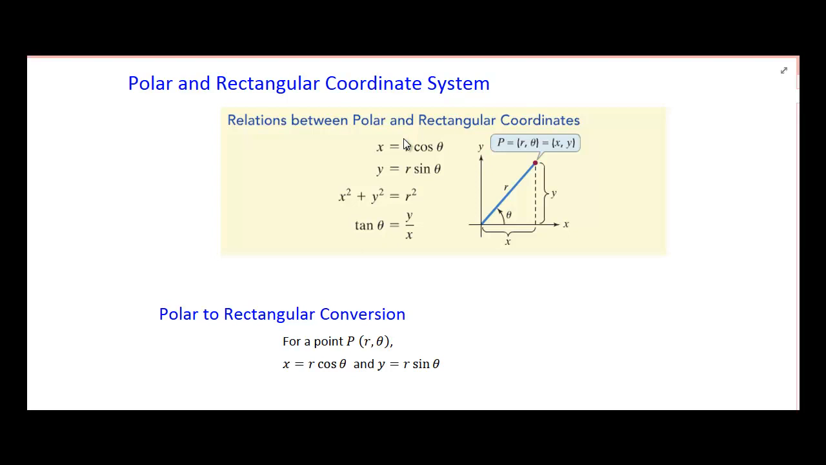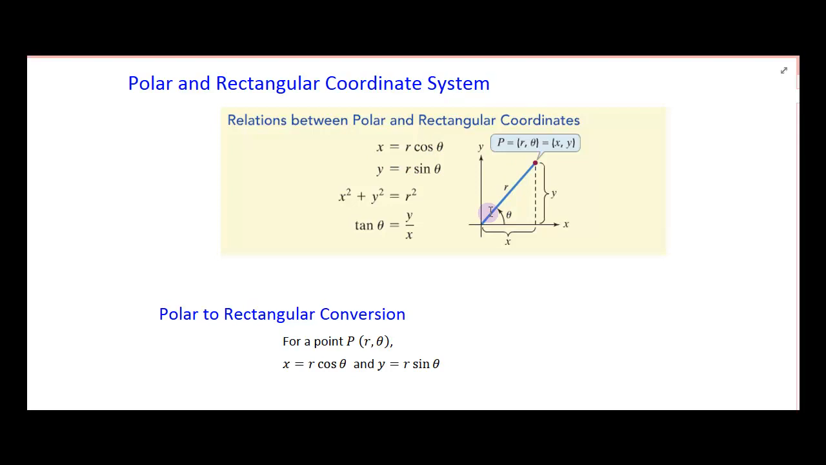Now that we know how the polar coordinates are represented graphically, let's talk about how we can convert between polar and rectangular coordinate systems. So remember that when we talk polar and rectangular coordinates, we have these relationships here. That when I talk about x in the rectangular system, that's related to r cosine theta. Y is equal to r sine theta.